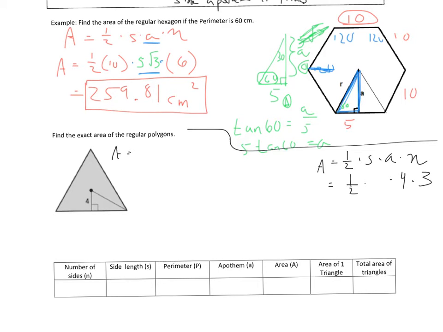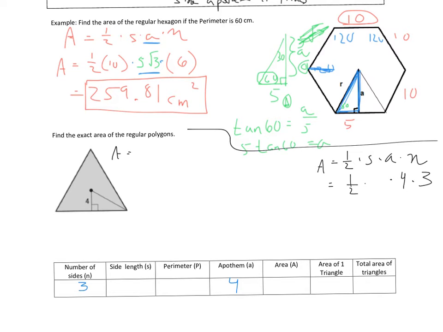So, for instance, for this one, we're going to find the area. This is an equilateral triangle, and I know the formula for a triangle is 1/2 base times height, but we don't have the base or the height here. So we have to use our regular polygon formula to solve this one. So what are the number of sides here? Well, obviously there are 3 sides. Do we know the side lengths? We do not. Therefore, we can't find the perimeter. Do we know the apothem? We do know the apothem this time. It's 4. We don't know the area. That's what we're trying to find.